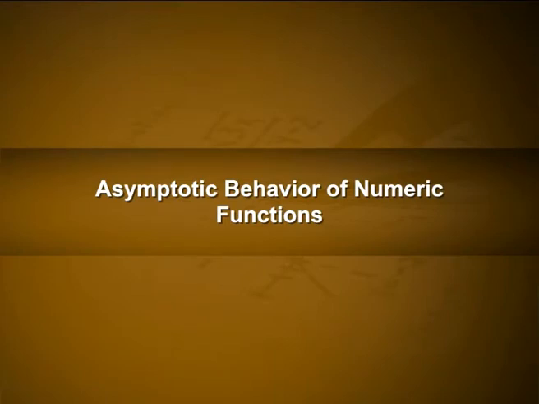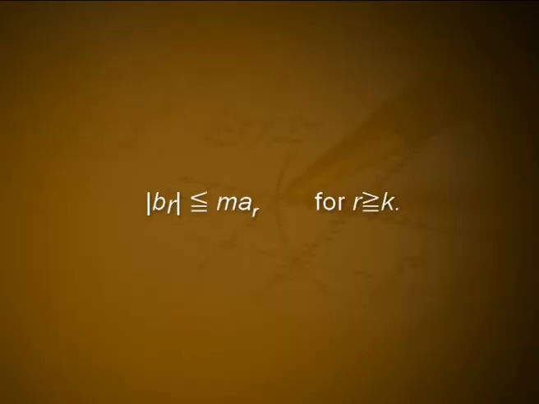Next is asymptotic behavior of numeric functions. Let a and b be numeric functions. We say that a asymptotically dominates b, or b is asymptotically dominated by a, if there exist positive constants k and m such that |b_r| ≤ m a_r for r ≥ k. Intuitively, that a asymptotically dominates b means that a grows faster than b. Thus, for sufficiently large r, the absolute value of b_r does not exceed a fixed proportion of a_r.